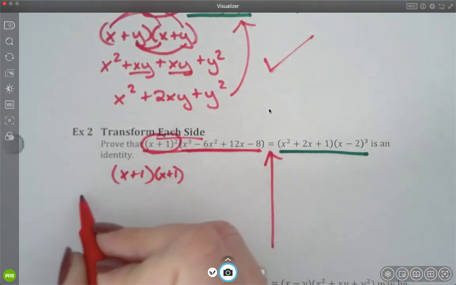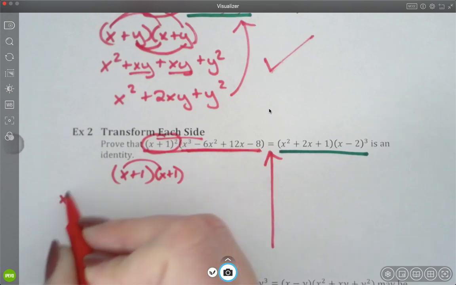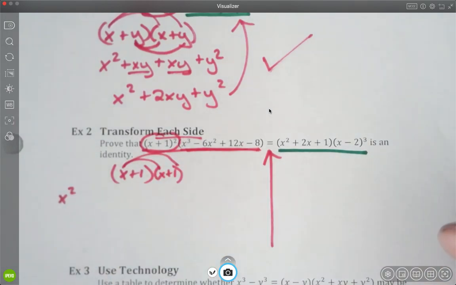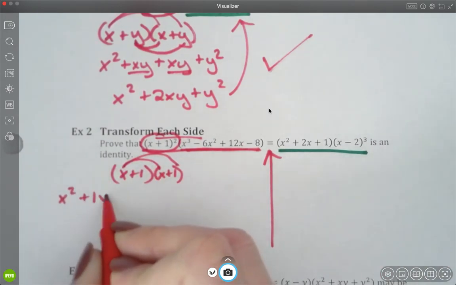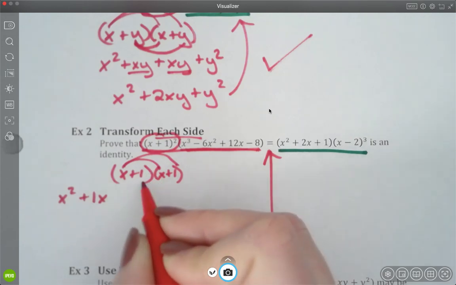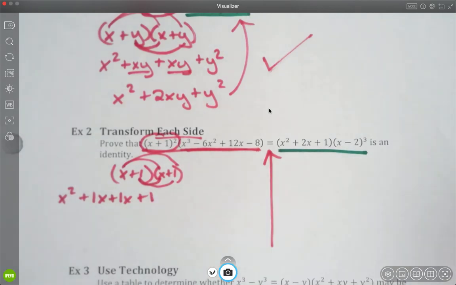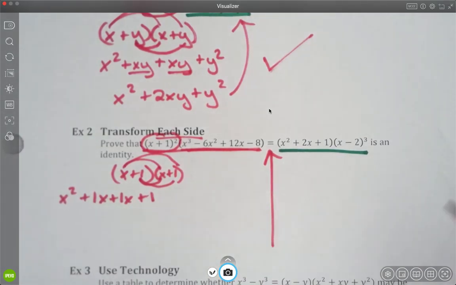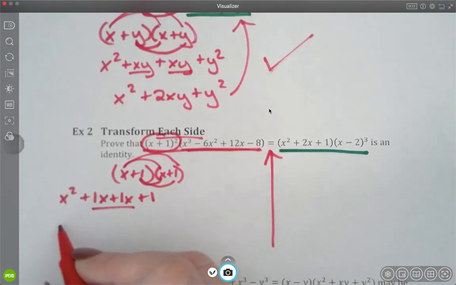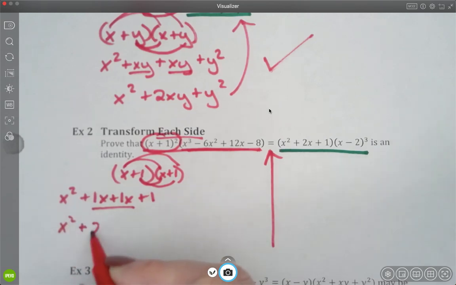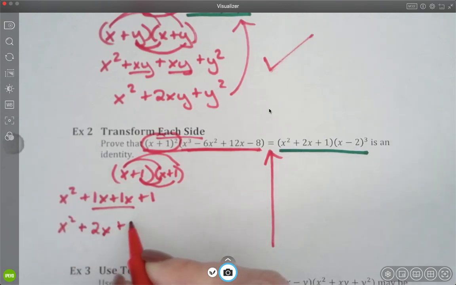So x times x is x squared. x times 1 plus 1x. 1 times x is another 1x. And 1 times 1 is just 1. So now I put my middle two pieces together and I get x squared plus 2x plus 1.